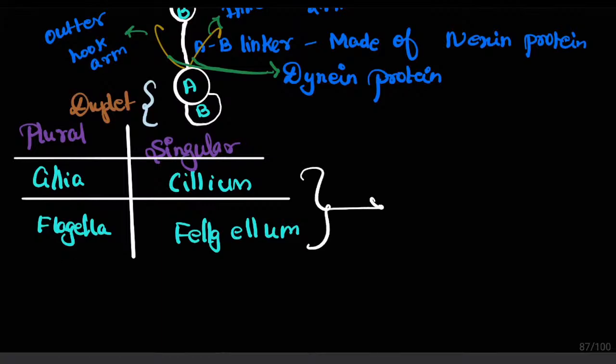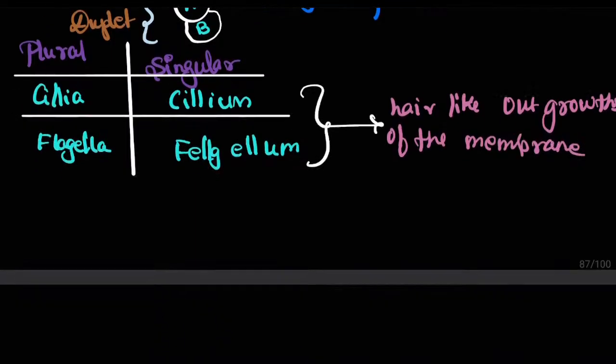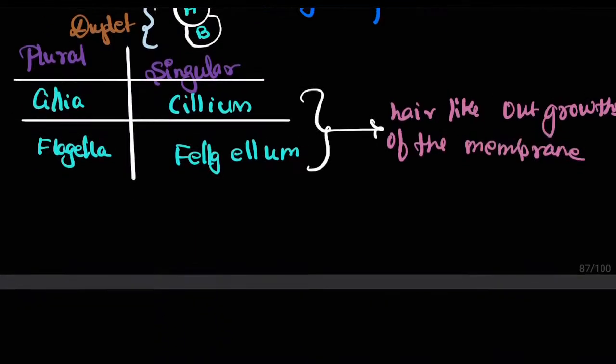These two are none other than your hair-like outgrowths of the membrane. Okay, the flagella are found in both prokaryotes and eukaryotes, but structurally they are different.